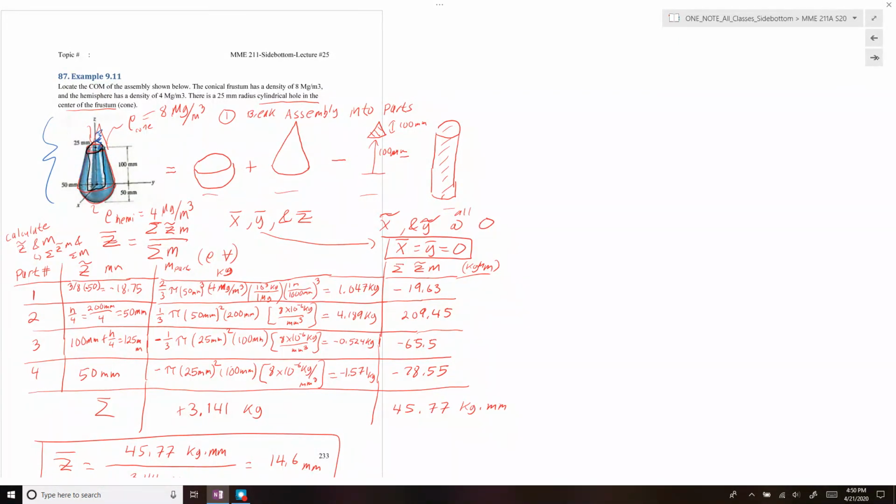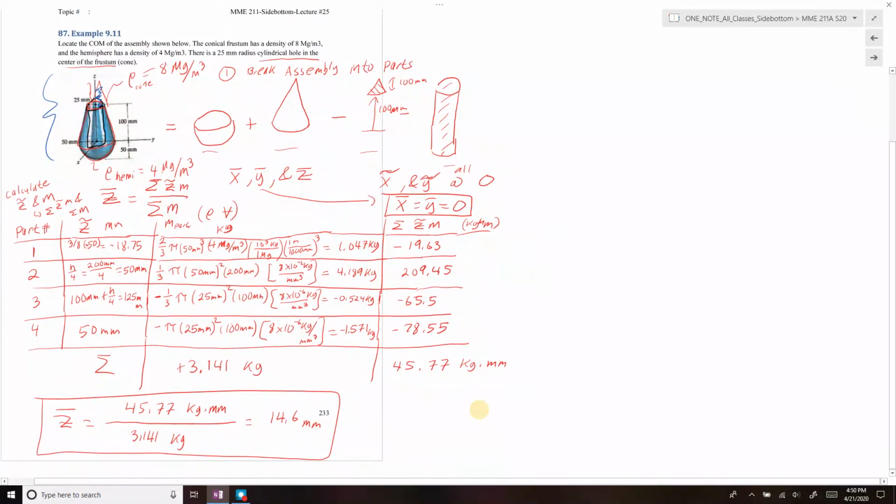Once you have all those values together, the last thing you need to do is just sum up all the masses of the individual parts and sum up the product of z tilde times the mass for each of the individual parts, and then you divide those two values together to determine z bar.